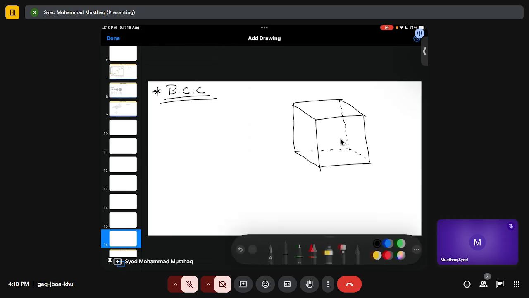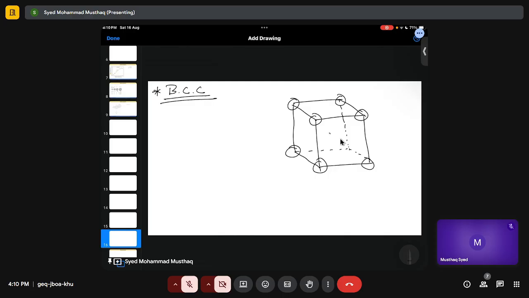So let me represent. This is 1, 2, 3, 4, 5, 6, 7. And in the middle, you will have another one, 8. So this guy is coordinated with all these ones. So the coordination number is 8. It's simple. There is nothing very complex there. Okay. So the middle one is bonded with all other 8. And the same, the corner is also bonded with all 8.